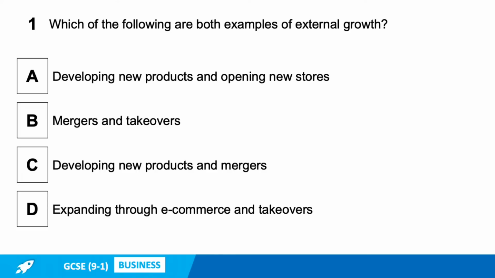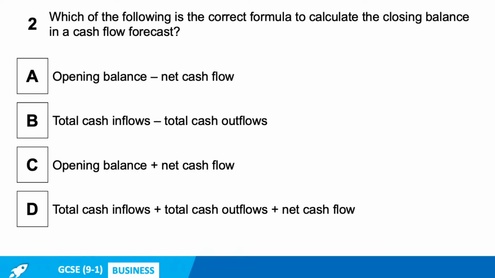We've got so many answers coming in the chat window, and everyone's got the right answer, I can see. It's B, mergers and takeovers. Well done. A takeover, remember, is when a business buys a controlling interest in another business. And a merger is when 2 or more firms join together to make a new firm. Developing new products and expanding through e-commerce are examples of organic growth or internal growth. Well done, everybody.